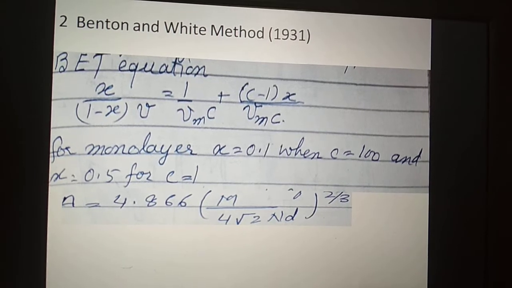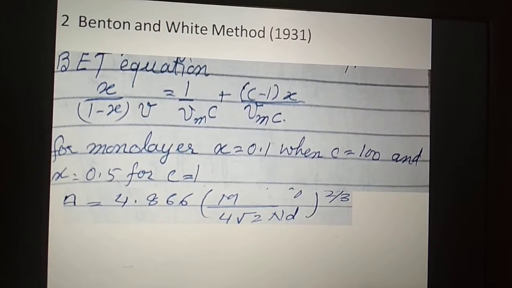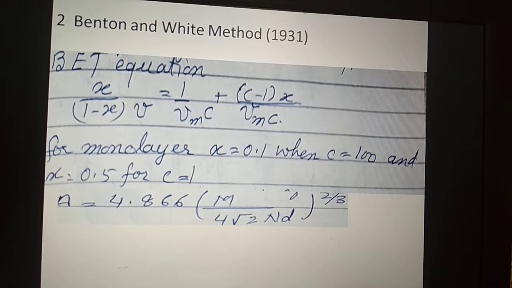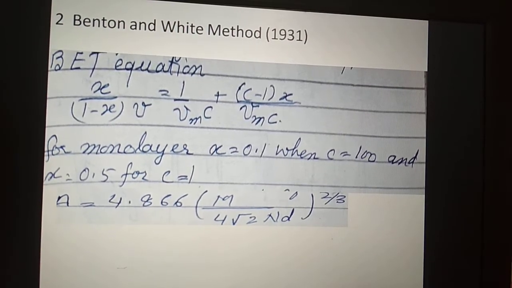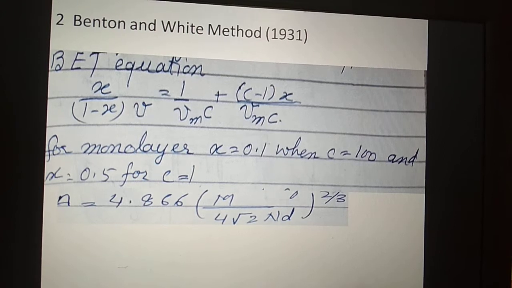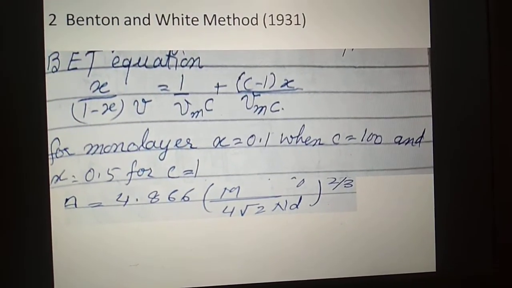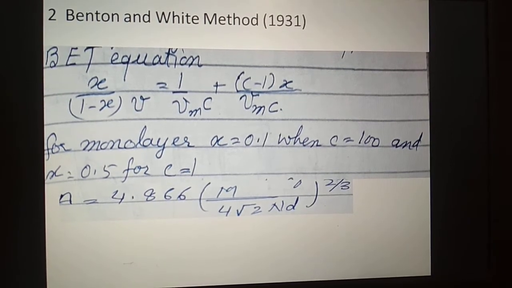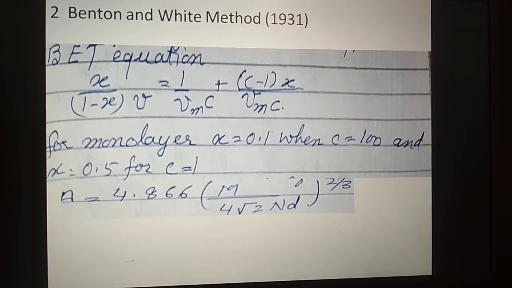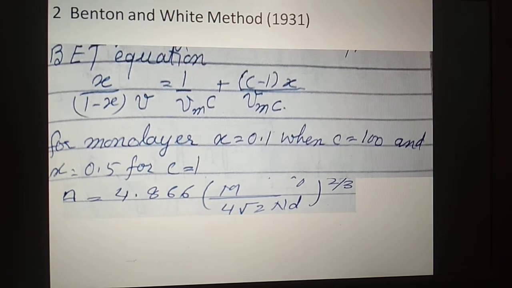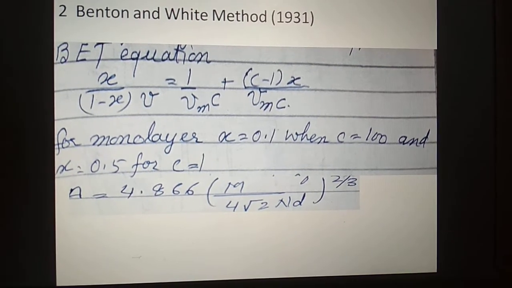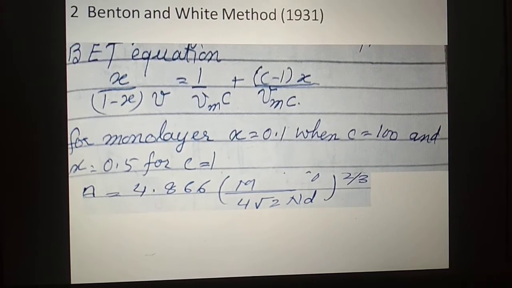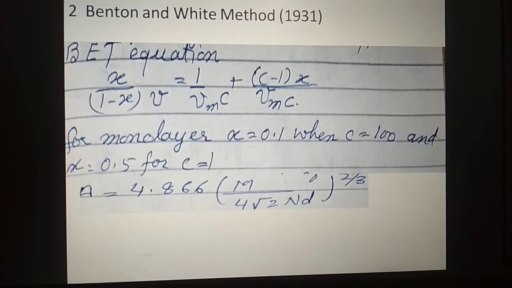The idea was further developed by Brunauer, who applied the BET equation. X upon (1 minus X) V is equal to 1 upon VmC plus (C minus 1) X upon VmC. For monolayer, X is equal to 0.1 when C is equal to 100 and X is equal to 0.5 when C is equal to 1.